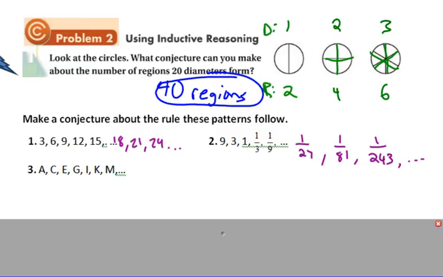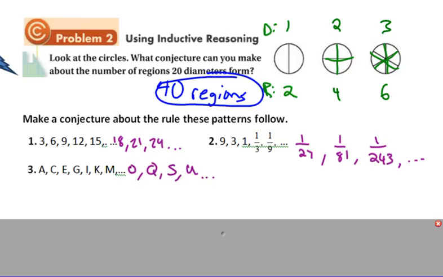Now number 3 has to do with the letters. So we have A, C, E, G, I, K, M. Let's see, B is left out. D is left out. F is left out. I think it's every other. So if I'm looking at the pattern of every other, we have K, J is left out, L is left out, M, N is left out. O, no P, so Q, no R, so S, no T, so U, and so forth.